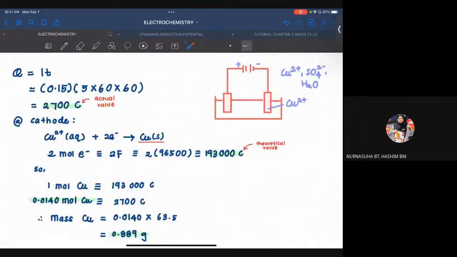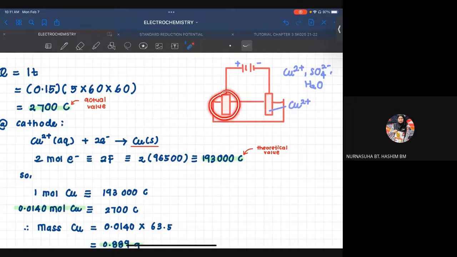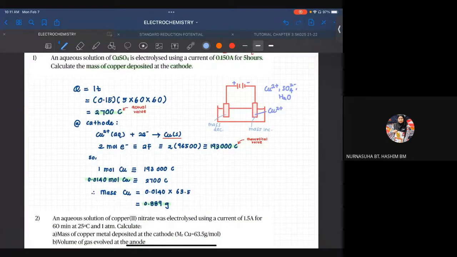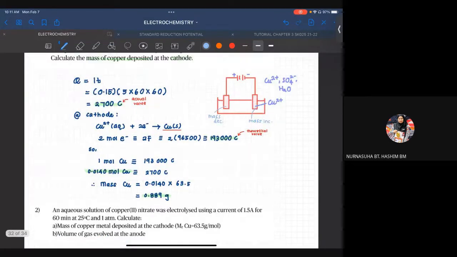So ingat balik, kalau electrolysis dekat anode, ya anode kan, so anode mass decrease. Kalau at cathode, mass increase. Okay, so that's the first one. Okay, next example.